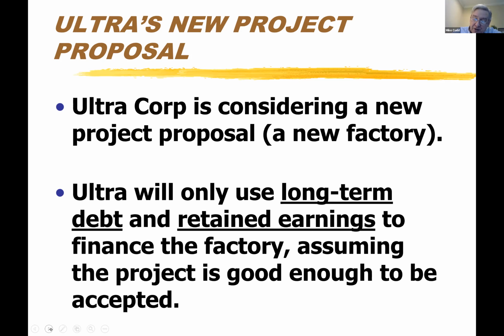Ultra, like most companies, will only use long-term debt and retained earnings to finance the factory. And by the way, retained earnings is not the retained earnings account on the balance sheet. This is really just a portion of current profits the company hangs on to. So if the company makes profit this year of 100 mil, pays out 40 in dividends and hangs on to 60 mil, retained earnings is 60 mil. That's what they've got in cash from current profits that they hang on to.